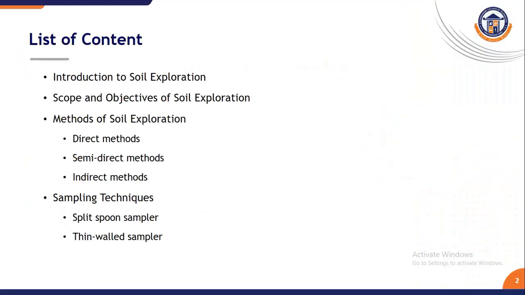Here is the list of content we are going to discuss in today's class: introduction to soil exploration, scope and objectives, and methods of soil exploration. Methods of soil exploration are classified into three types: the first is the direct method, the second is the semi-direct method, and the third is the indirect method. Finally, we conclude with sampling techniques. Two sampling techniques will be discussed today: the split spoon sampler and the thin walled sampler.